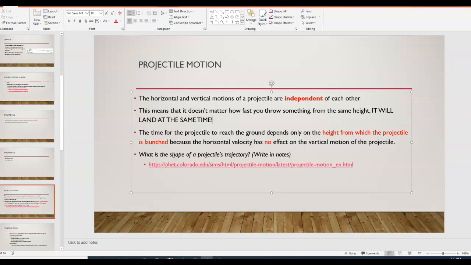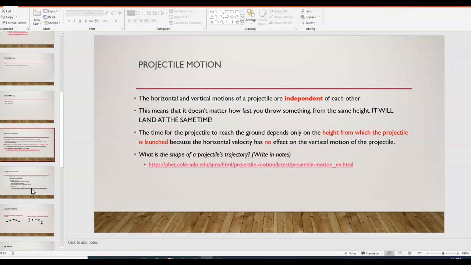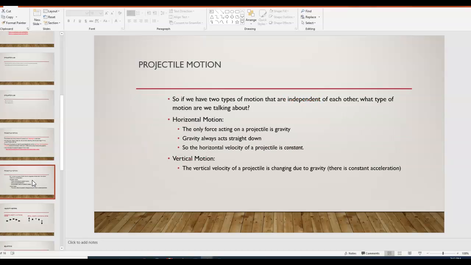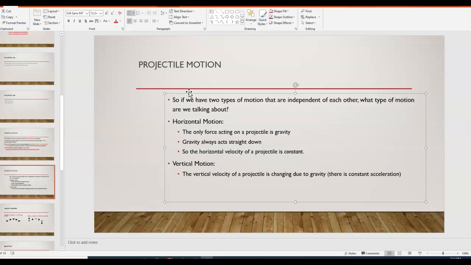We talked about the shape of a projectile's trajectory. That is a parabola. Hopefully you also see that in your simulation. This is getting kind of repetitive because there's nothing new on this slide either. But basically, this breaks down the two types of motion that you have with a projectile.